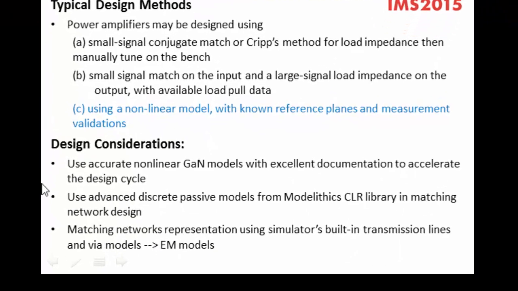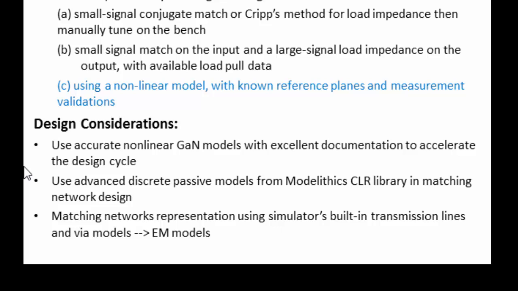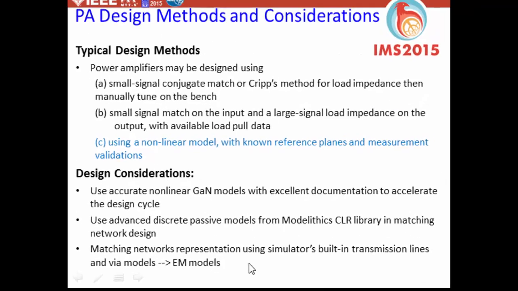Our recommended design approach would be to use accurate nonlinear GaN models. We believe such models should be documented well, so you know how well the model fits measured data and you have information about where reference planes are and things like this. Also, if you have passive models within your design, we recommend using models that take into account the board effects and parasitics properly, as is done in the Modelithics CLR library. Also, if your matching networks have distributed networks, you need to use proper transmission line models or, more appropriately, electromagnetic models for your final design simulations.